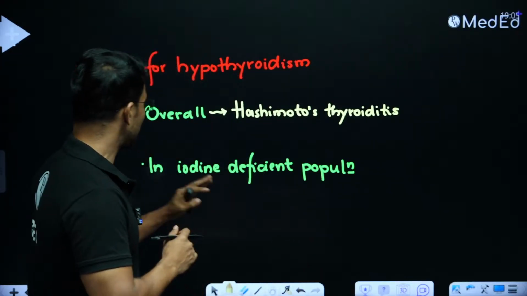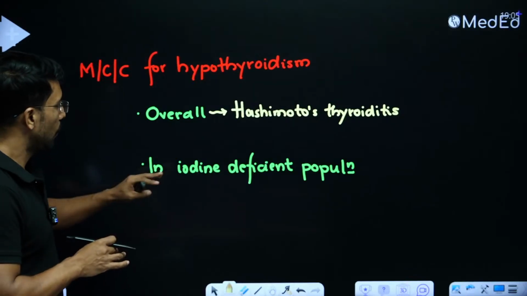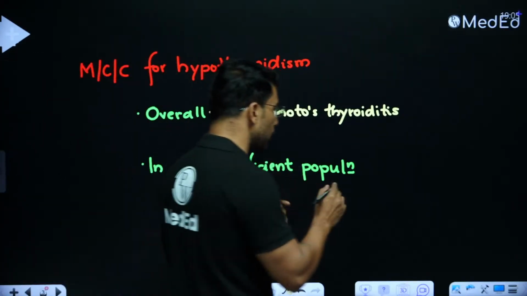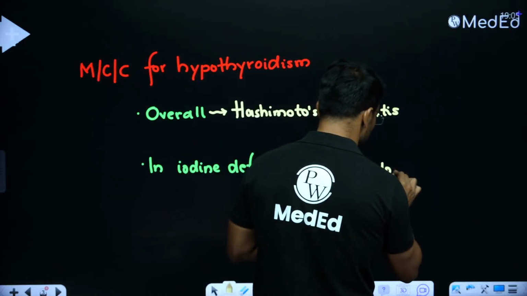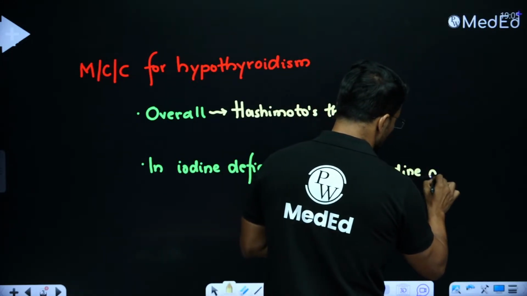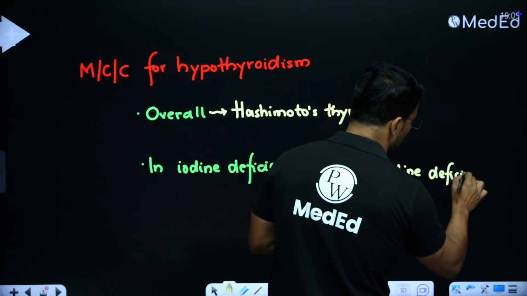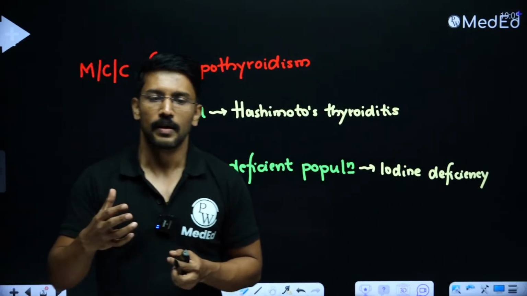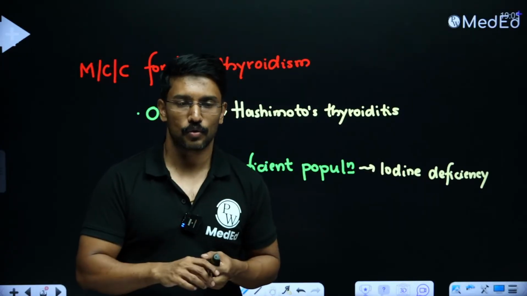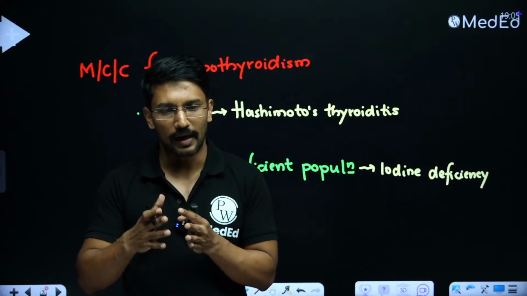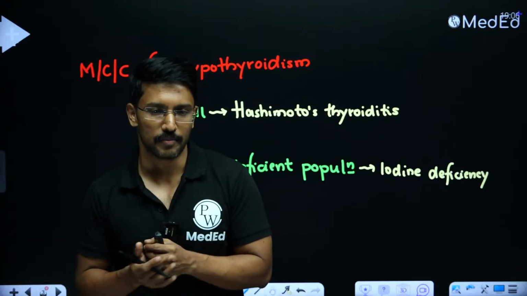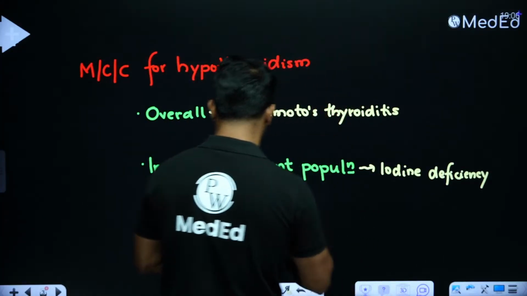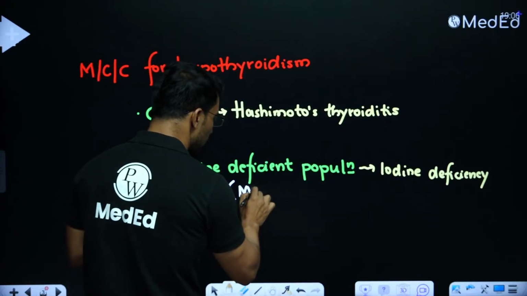But if in an exam they ask a very specific question, what is the most common cause for hypothyroidism in an iodine deficient population, then only you should mention iodine deficiency. There was a time in the past when iodine deficiency was the leading cause for hypothyroidism, but not anymore, because most of the countries have adopted iodization of salt. So now you are getting iodized salt. With that, iodine deficiency is almost eliminated. But for the sake of exams, you should remember that iodine deficiency is more common in mountainous regions.